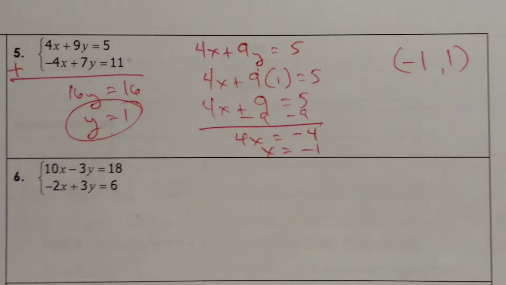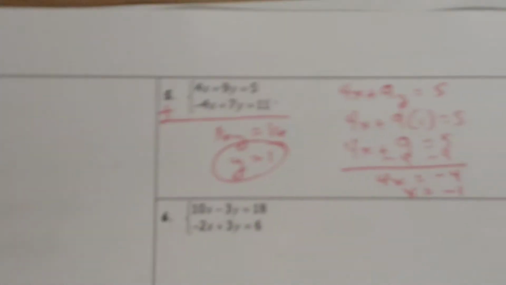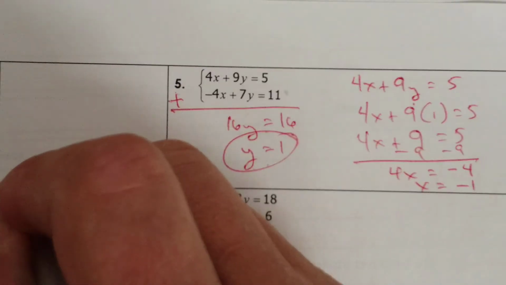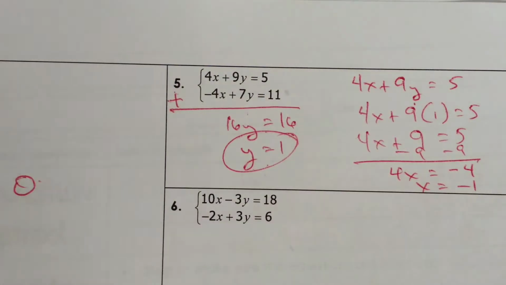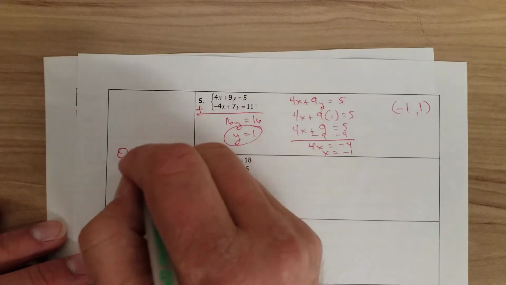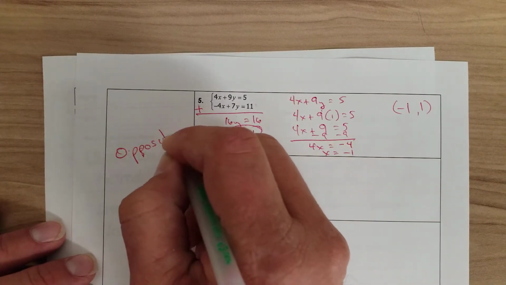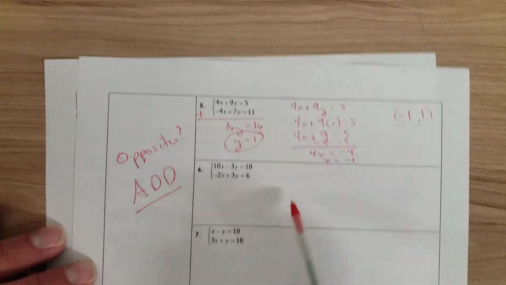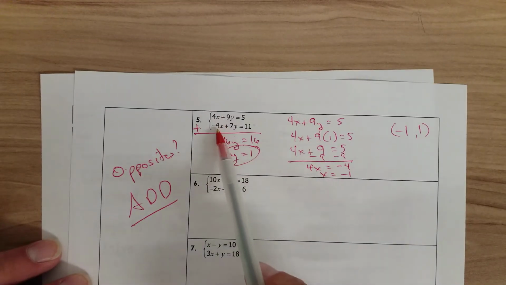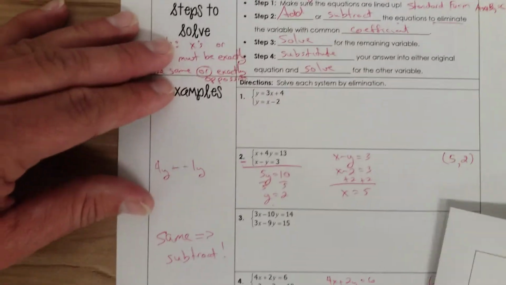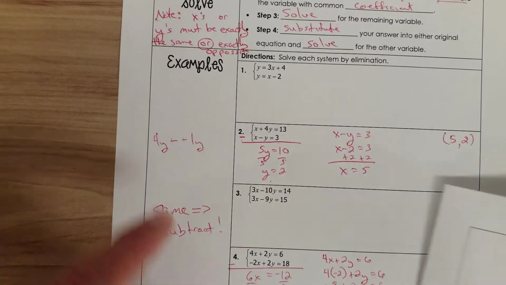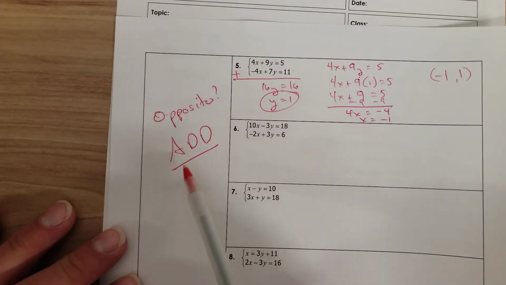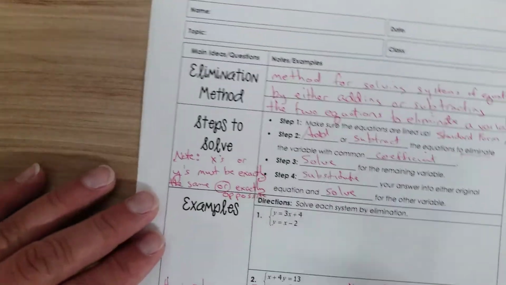what if they are not lined up? Actually, hang on a second. Let's make a note on this one. If your numbers are opposites, then you add the two equations. These were opposites. So if they are the same, you subtract. If they are opposite, you add. What if they are not lined up?